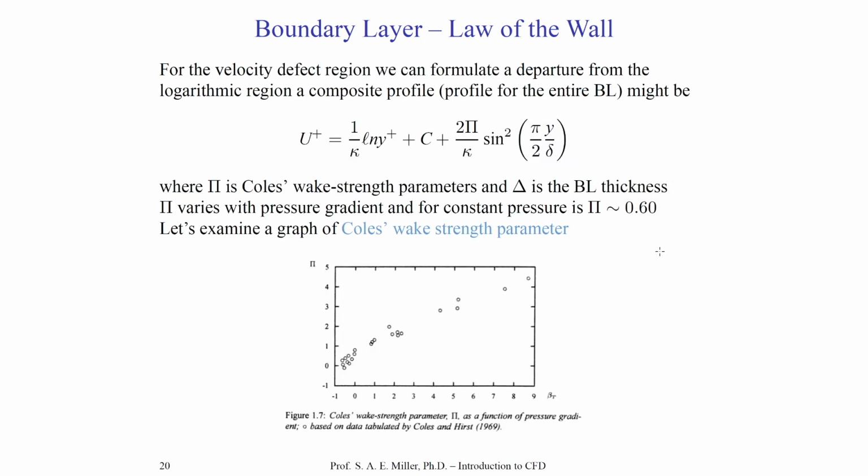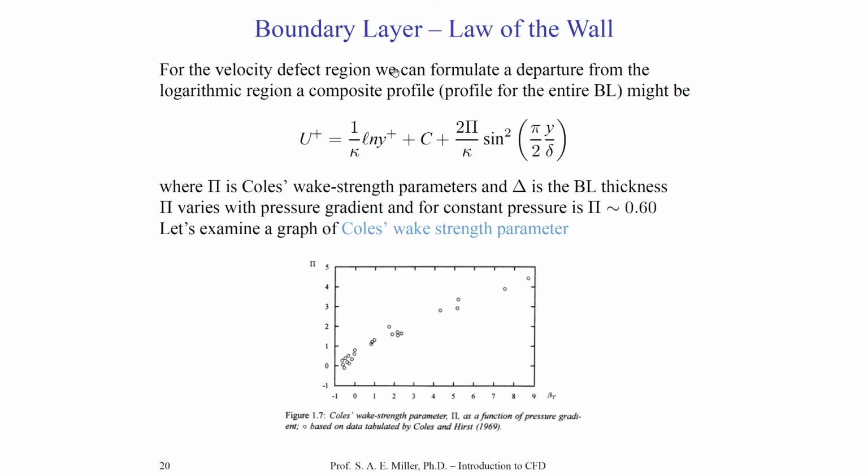That's excellent. So we still have to form a defect region. So this is what Coles did based on Clauser's viewpoint. And he wrote that a velocity defect region can be formulated from a departure from the logarithmic region to form a composite profile. A composite profile here is a closed form empirical equation based on this analysis for the entire turbulent boundary layer.